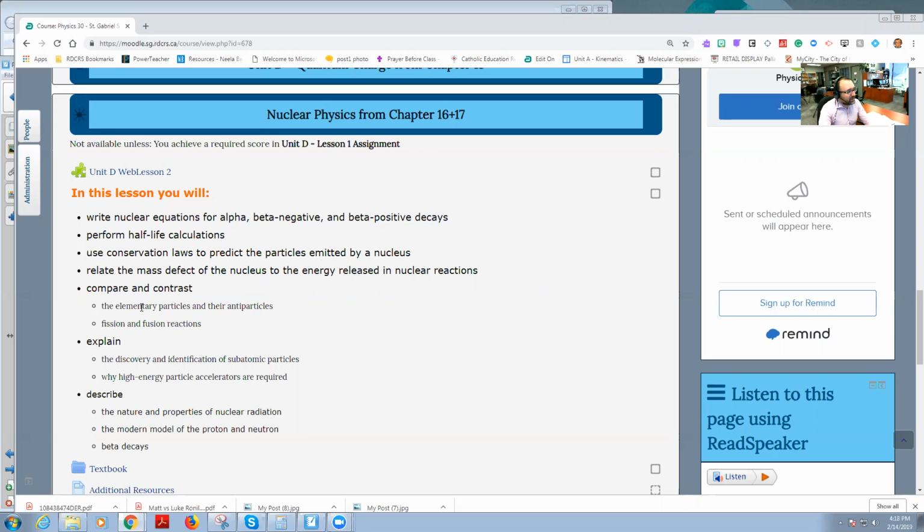Compare and contrast the elementary particles and their antiparticles. You're going to see that in the last chapter, Chapter 17. Fission and fusion reactions, right at the end of Chapter 16, you'll see this one.